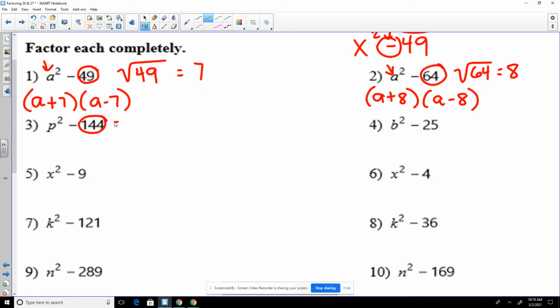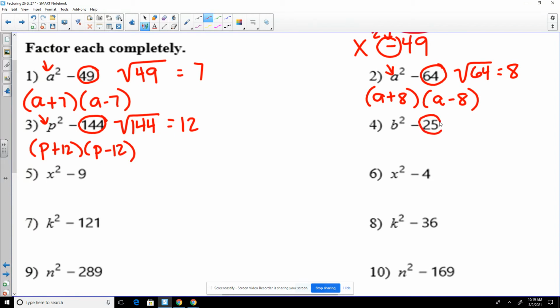144. What's the square root of 144? The square root of 144 is 12. My variable is P. So my two binomials that I'm factoring out are P plus 12 and P minus 12. I have different signs: same variable term, same constant term, different signs.